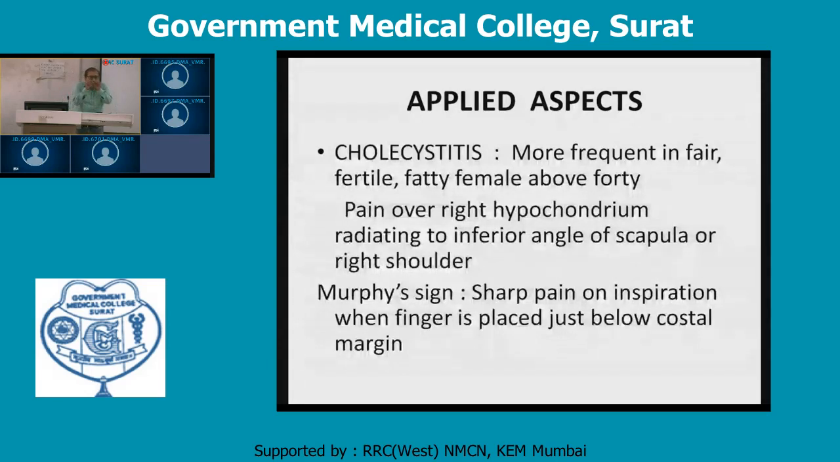I told you that the fundus projects beyond this costal margin, beyond this inferior border of the liver. So when the finger is placed there, if the patient has acute cholecystitis, the patient will complain of a sharp pain on deep inspiration. That is known as the Murphy's sign. So this is about cholecystitis, that is the inflammation of the gallbladder.